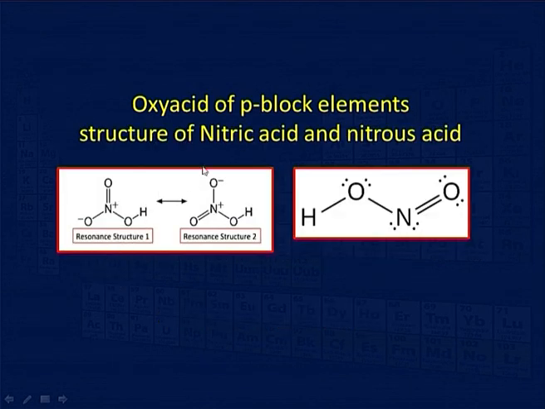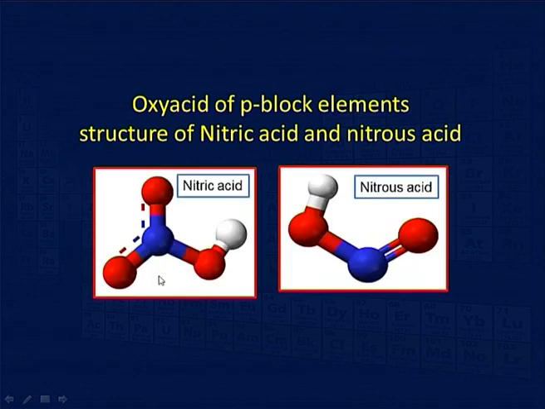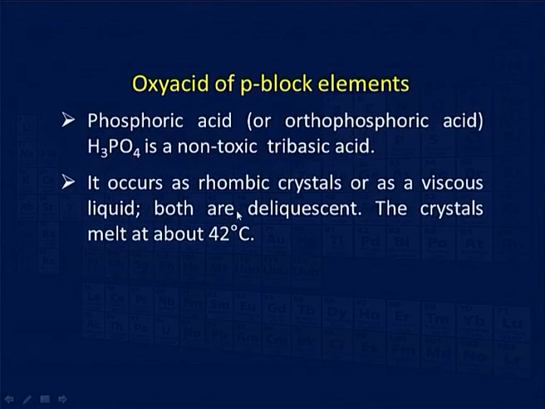It is the structure of the nitric acid and the nitrous acid. It is the ball model of the nitric acid and the nitrous acid. Next in the series of the oxyacids is the phosphoric acid or orthophosphoric acid, H3PO4. It is a non-toxic tribasic acid. It occurs as rhombic crystal or as a viscous liquid.